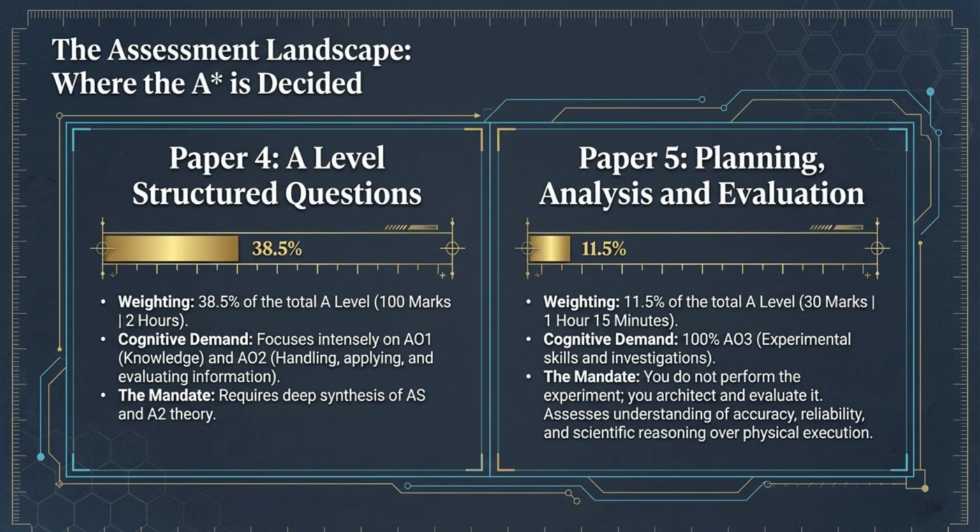Before we dive in, look at the field. Paper 4 is a 2-hour marathon worth 38.5% of your grade, demanding total synthesis of theory. Then there's Paper 5, only 11.5%, but it's pure strategy. You don't perform the lab here, you architect it. You'll be assessed on accuracy, reliability, and scientific reasoning, rather than just physical execution.